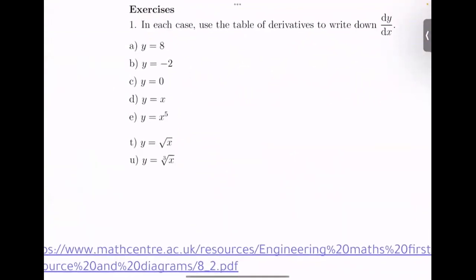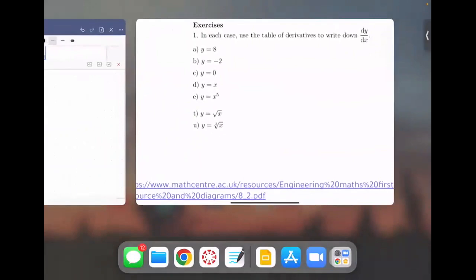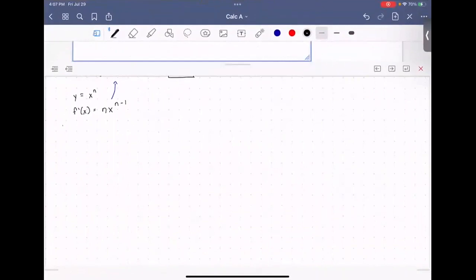The next problem is saying find the derivative of y is equal to the square root of x. Okay, so when I took calculus, I thought that this problem was so hard, but it's actually not hard at all. So this is question or letter T. T is asking us to find the derivative of the square root of x. But I know how this looks, so let's rewrite this. How can we rewrite this? Well, the square root of x is the same as x to the 1/2.